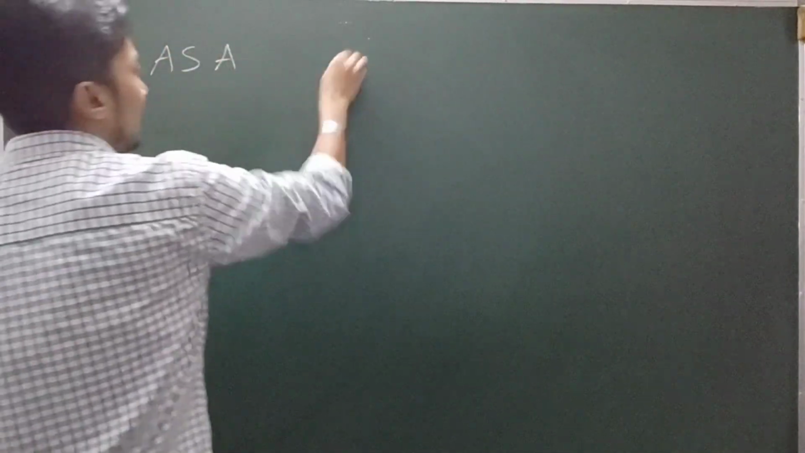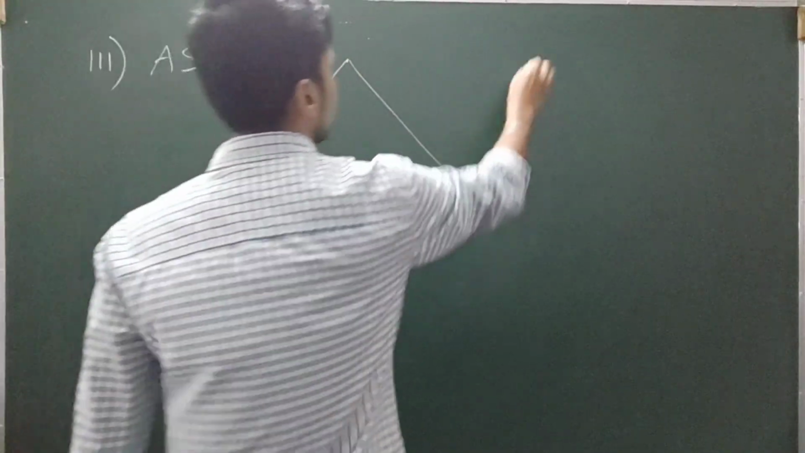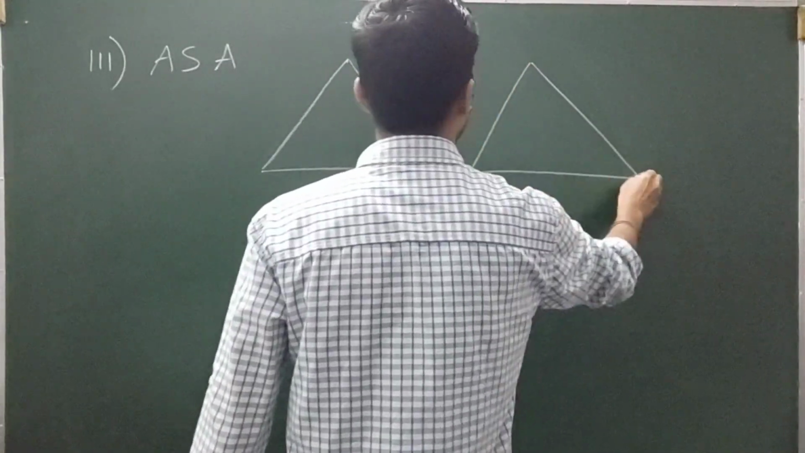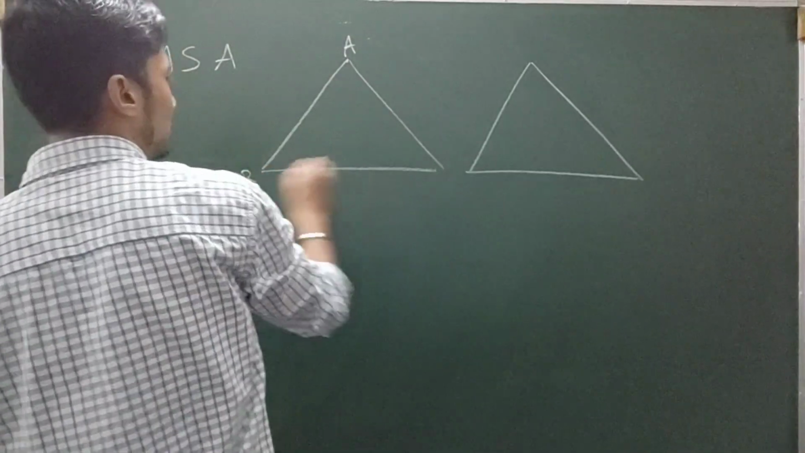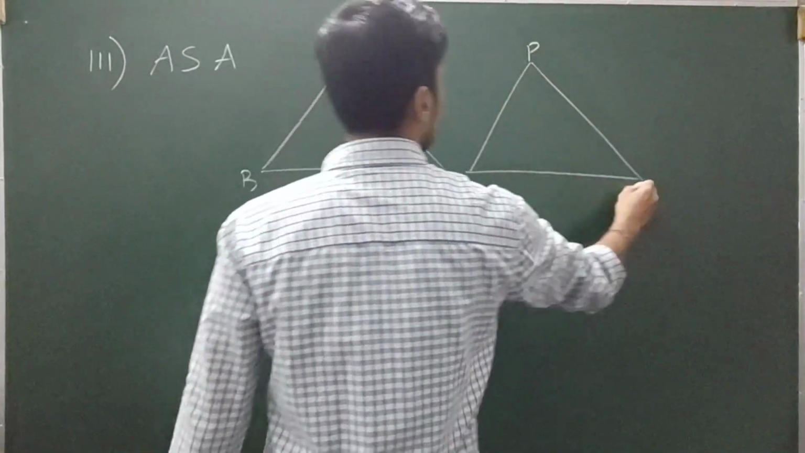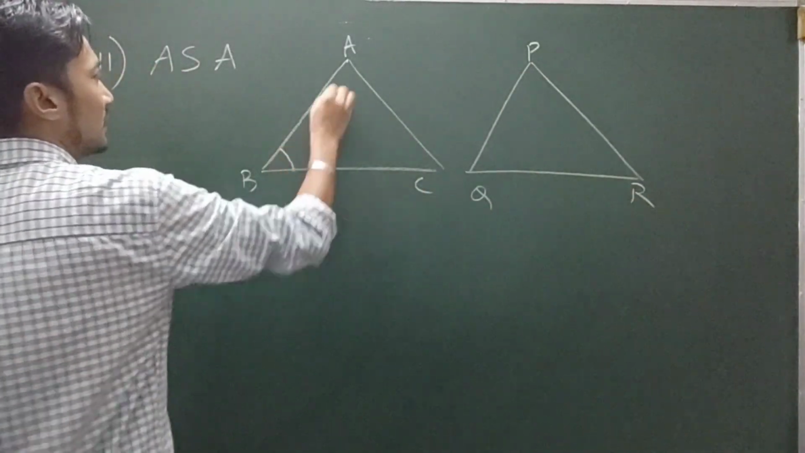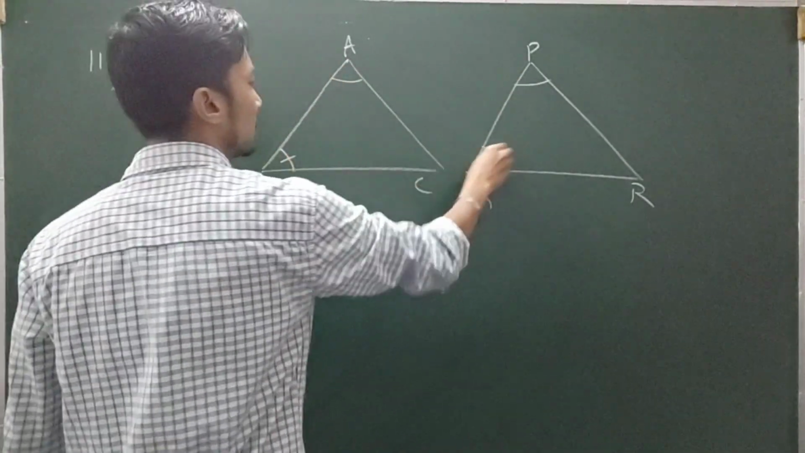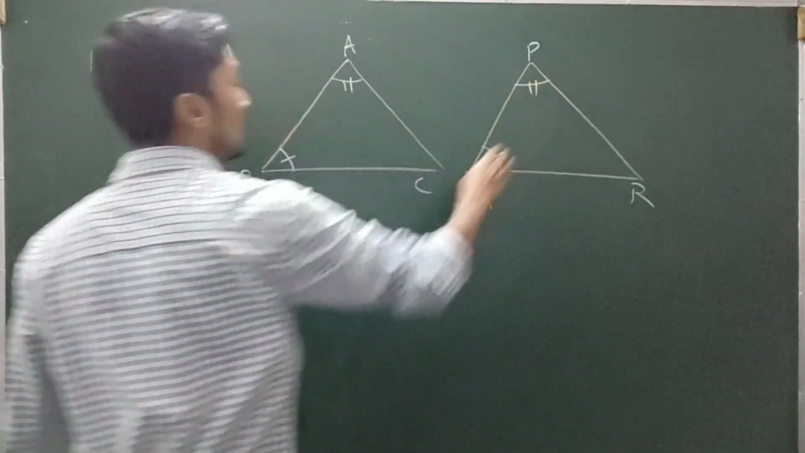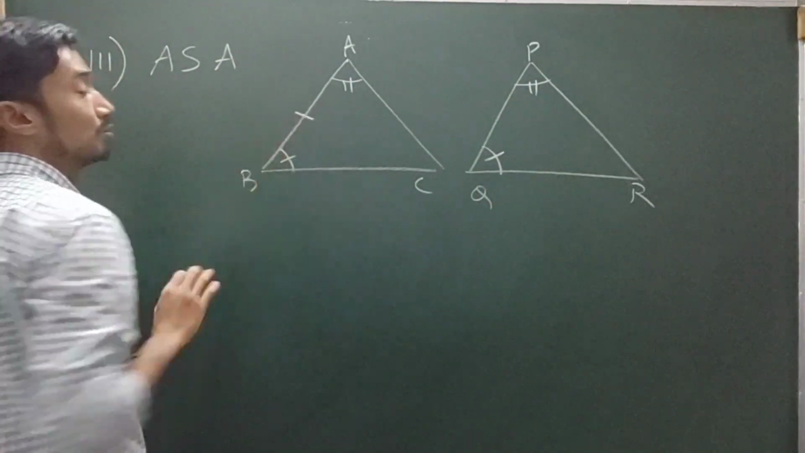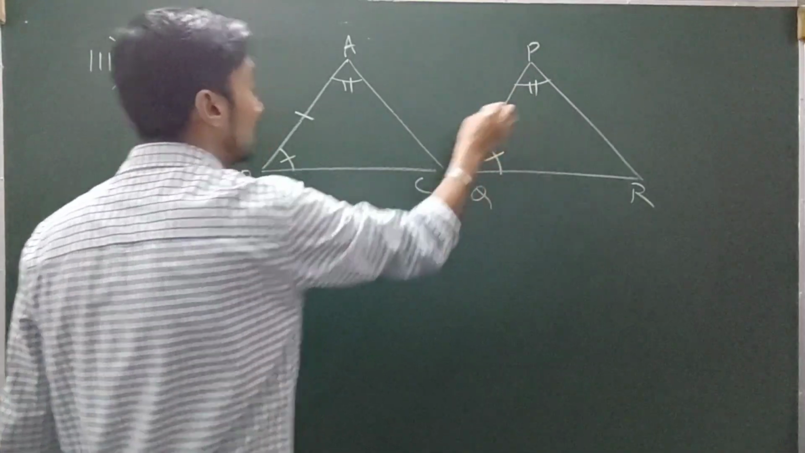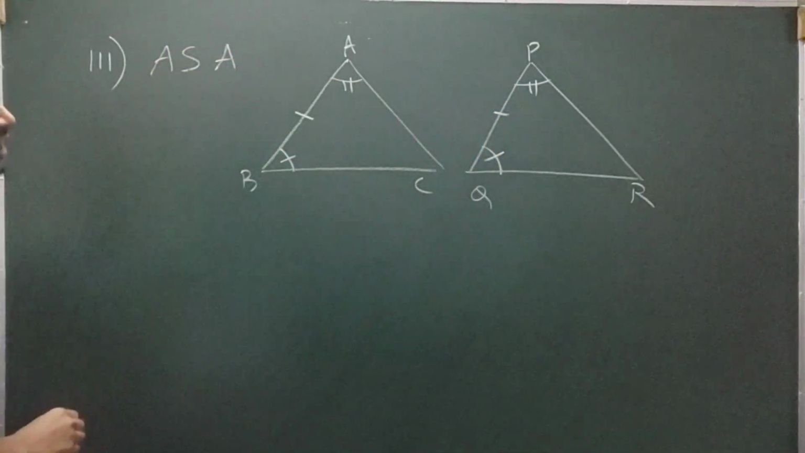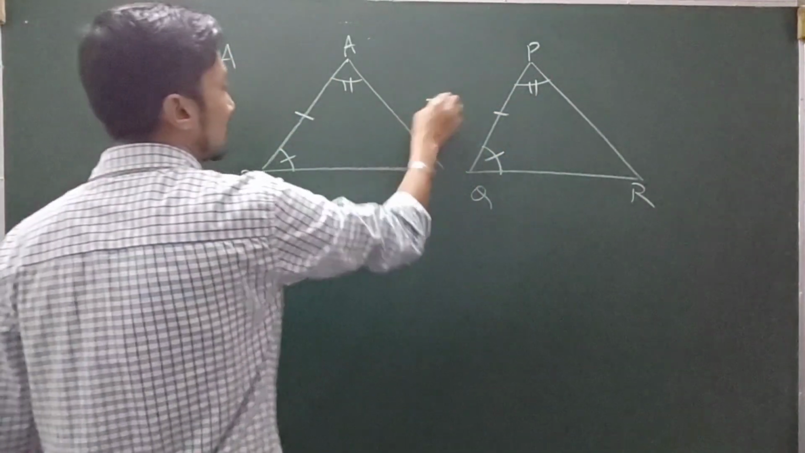Third one is angle, side, angle. I think now you can guess. Angle, side, angle. A, B, C, P, Q, R. If 2 corresponding angles are equal, double dash means this, and the side that includes both the angles, not just any other side, that's why angle, side, angle. If they are equal, then yes, the 2 triangles are congruent.